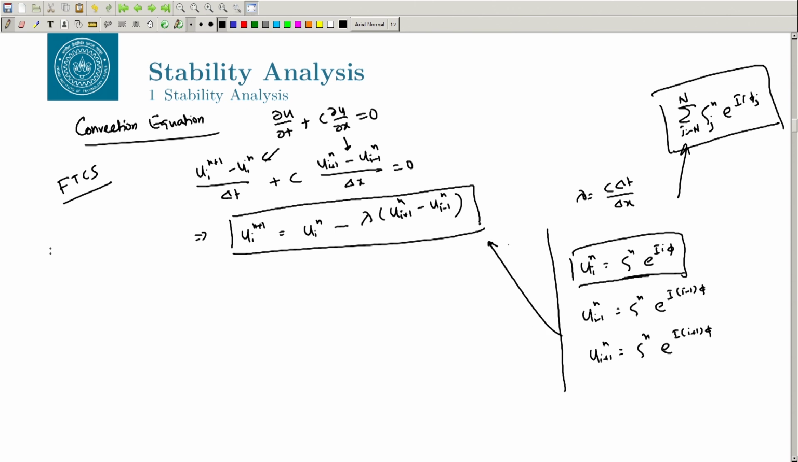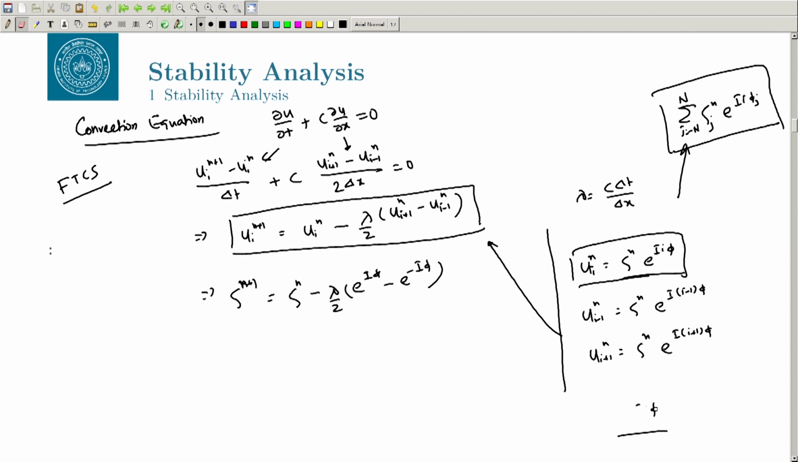Okay, put all these things here and this will become g to the power n plus 1. Again you can take this e to the power I phi common, it will cancel out on both the sides, and it will be equal to g to the power n minus lambda by 2, times e to the power I phi minus e to the power minus I phi, and there will be actually 2 delta x, this is lambda by 2, right, that is the discretization scheme because it is a central differentiation.